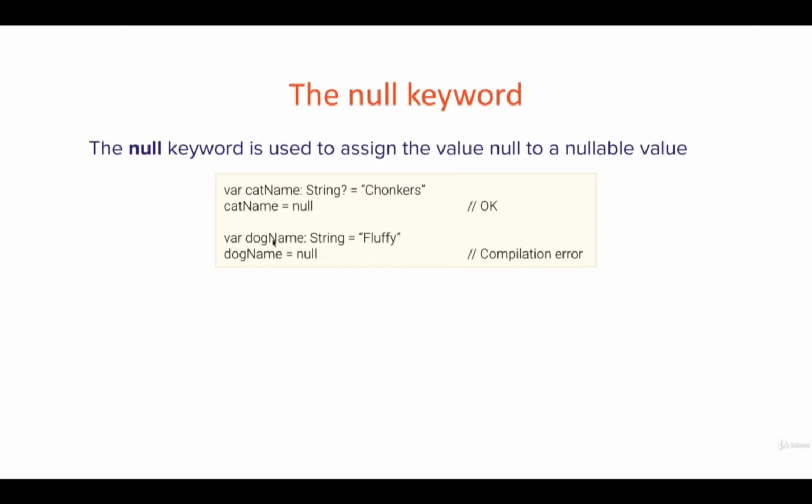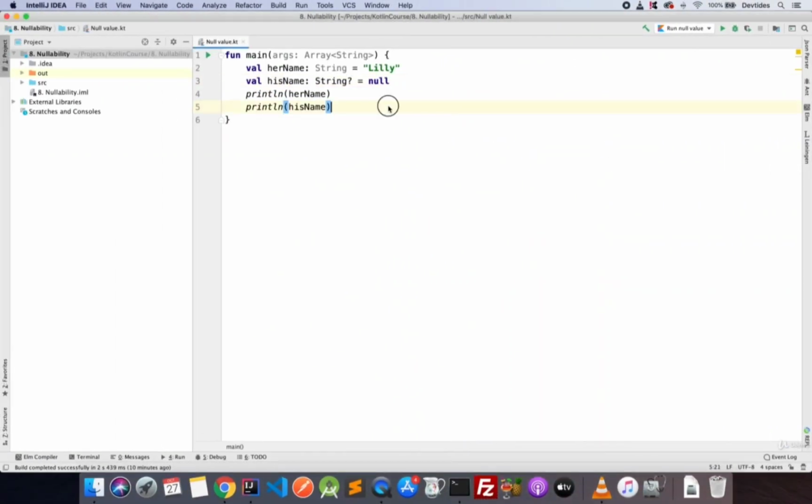Okay, so this is allowed. However, if I have a variable dog name of type string that is not nullable, so I haven't provided a question mark here, if I try to assign the value null to it, then I get a compilation error because Kotlin knows that this variable cannot be null. Okay, it can never be null, so you cannot assign the value null to it. So we can go ahead and try that out in our code.